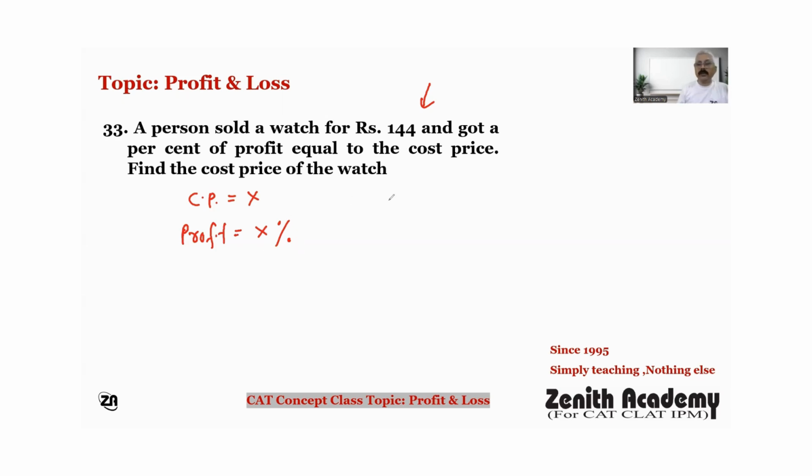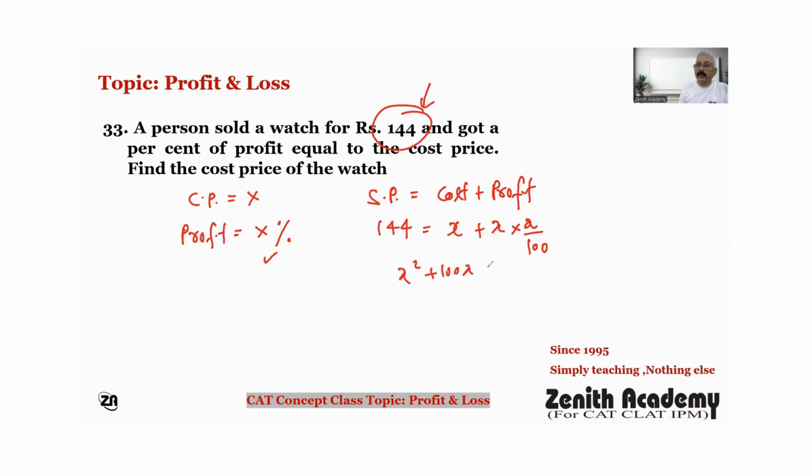So look here, if the cost is X and selling price is given 144, the selling price is equal to cost plus profit. The cost is X, X% profit on the cost value. This is equal to 144. This way a quadratic equation generates. So it is X square plus 100X minus 14400.